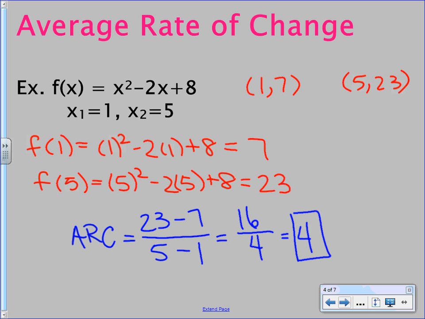Okay. Since it's positive, what does that mean about our function? Okay, so it's increasing from 1 to 5. Okay. Questions there? All you have to do is find the slope. Okay.